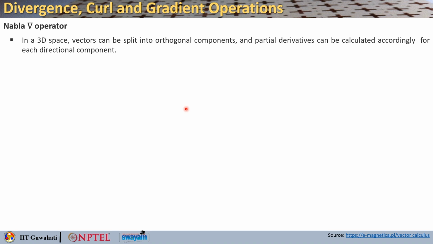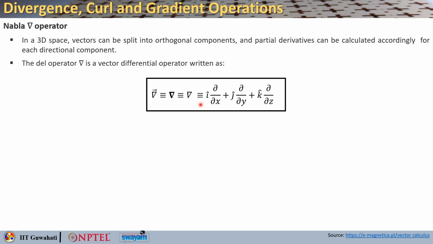So, if we think of the differential form of Maxwell's equation, we will see that the equations are basically written in the form of vector differential operator, which is also called the nabla operator. Okay. So, in a 3D space, vectors can be split into orthogonal components and the partial derivatives can be calculated accordingly for each directional component. So, the nabla or the del operator is a vector differential operator which can be written as this: i cap ∂/∂x plus j cap ∂/∂y plus k cap ∂/∂z, right.